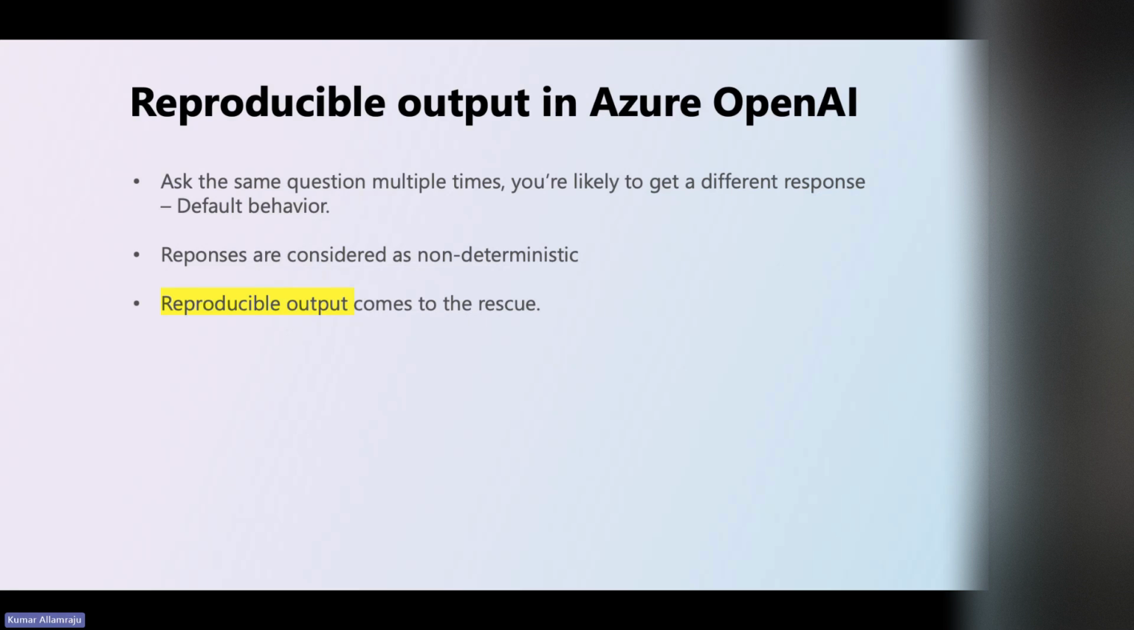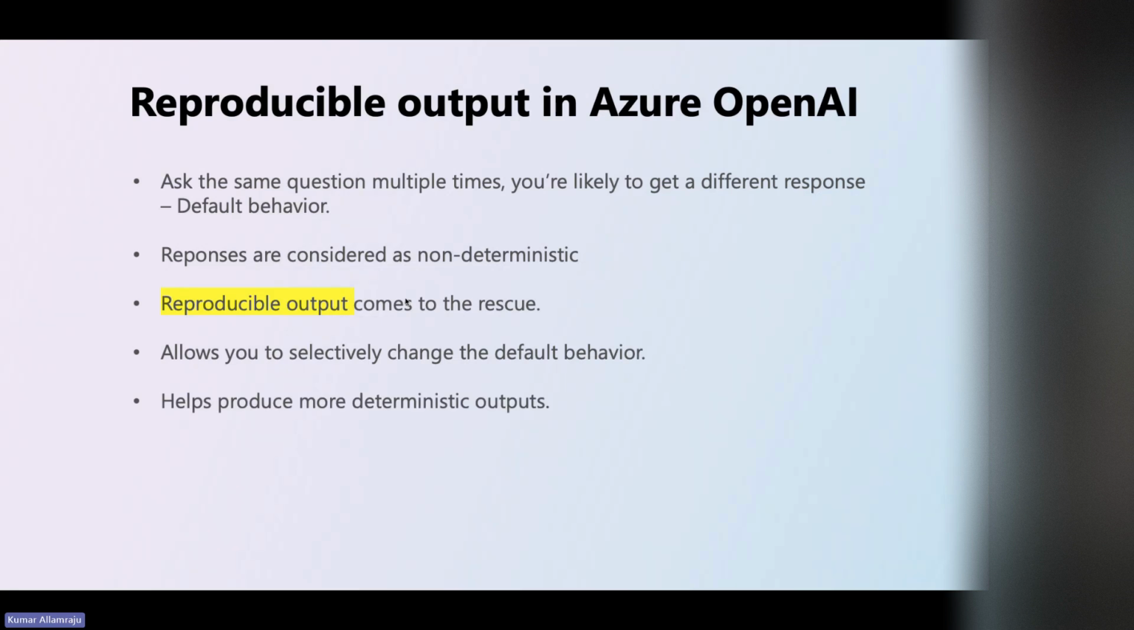That's when we introduced something like reproducible output, which really helps make it more deterministic. What I mean by that is you can change the default behavior by setting some parameters in your code. That way, we can predict that the output is close to accurate among 50 questions that you ask repetitively. That is much better than giving a different response all the time. I'll show you in my demo too.